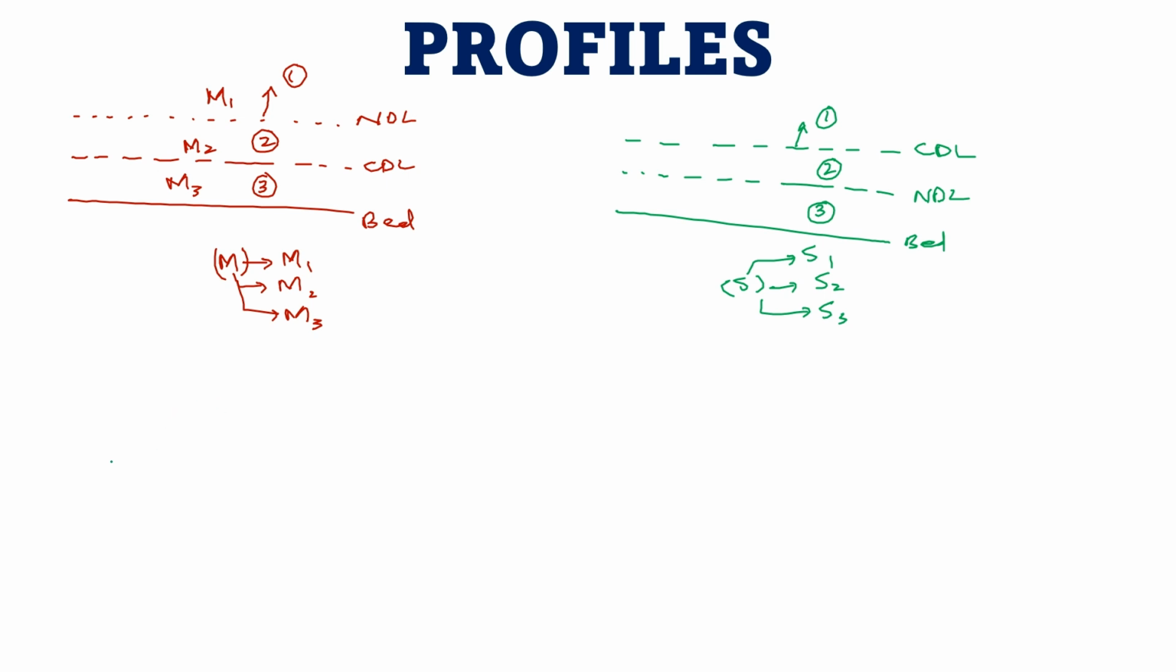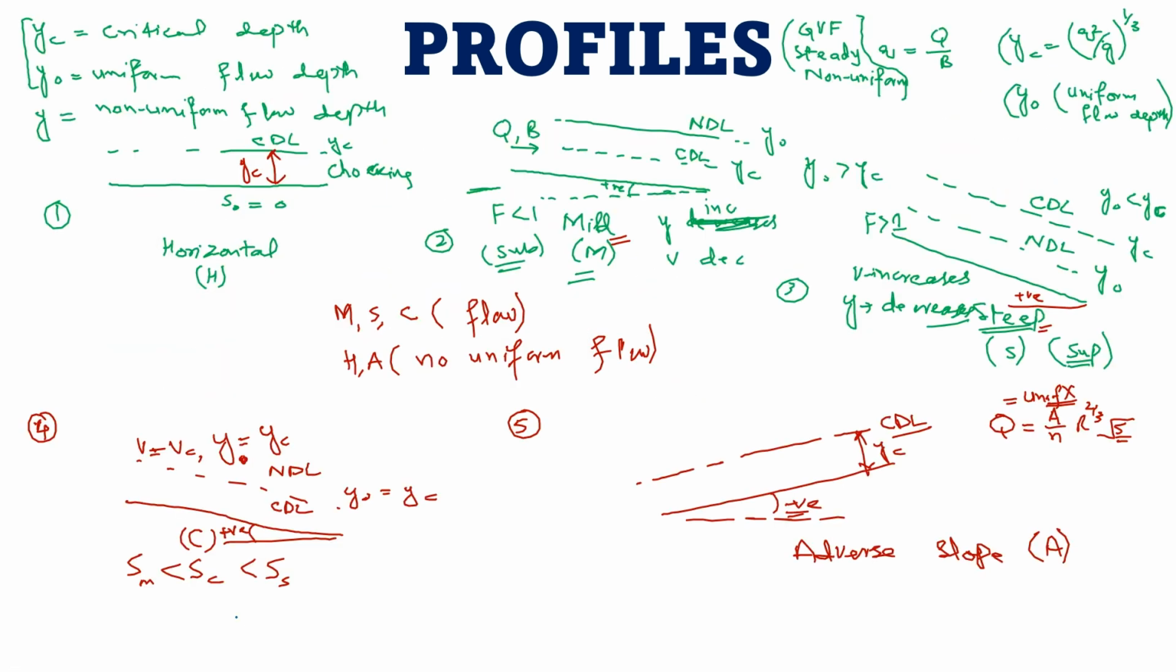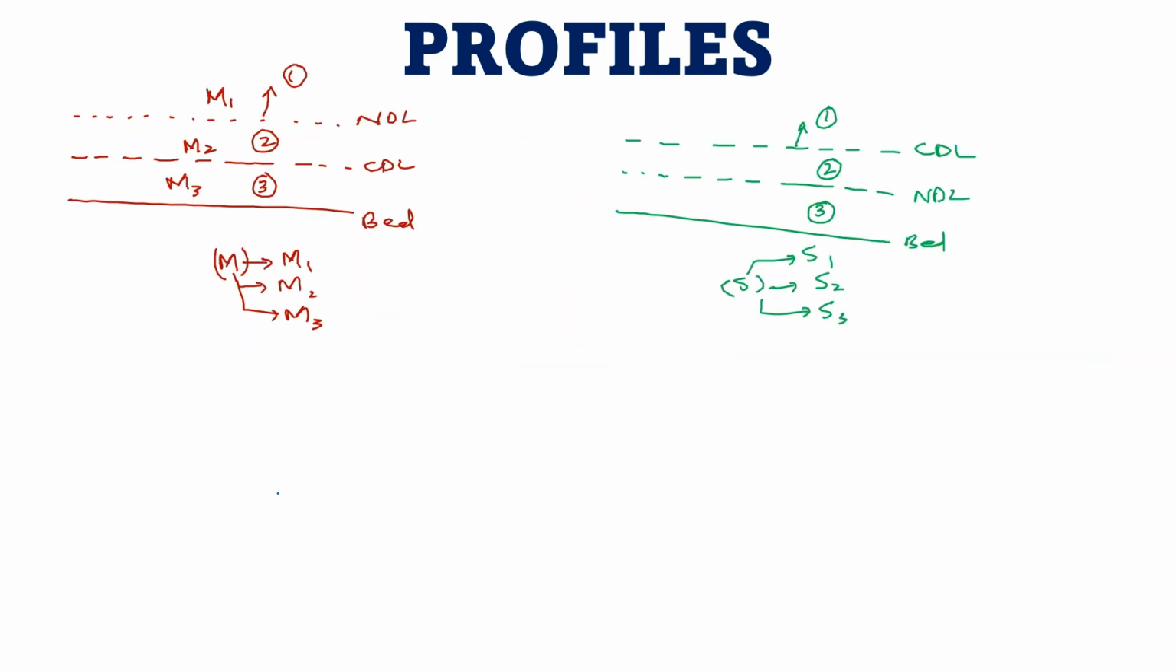If we move towards the critical slope, what will happen? As we saw in this figure, for critical we only have one line, that is NDL and CDL overlap each other. So we can simply say that this is the critical slope C, and we have a single line which shows both NDL, normal depth line, and critical depth line. So we have Yc equal to Y naught. Here we have Y naught, here Yc.